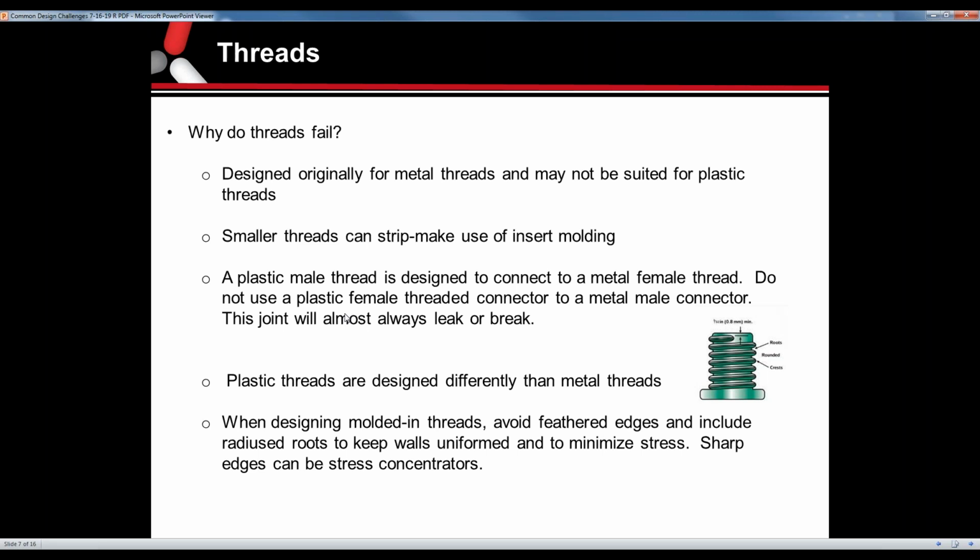Right, and then the other thing, just when designing the threads, try to avoid knife edges or feather edges. Include radiuses wherever you can, and keep a uniform wall thickness to minimize stress. So, sharp edges again can be stress concentrators.